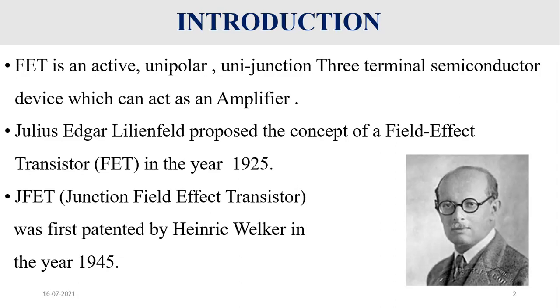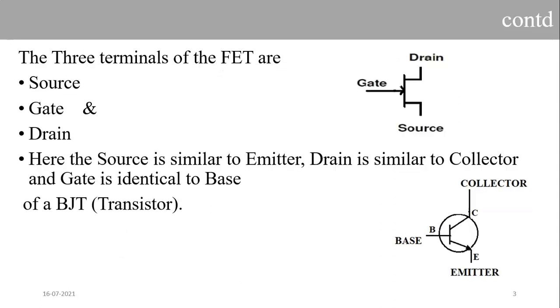This FET was first conceptualized by Julius Edgar Lilienfeld in the year 1925. That means far before the BJT. But this man could not realize this concept of field effect transistor. After some time, people like Heinrich Welker could fabricate this device and they got their patent in the year 1945. That's why this FET is also popularly known as JFET, Junction Field Effect Transistor.